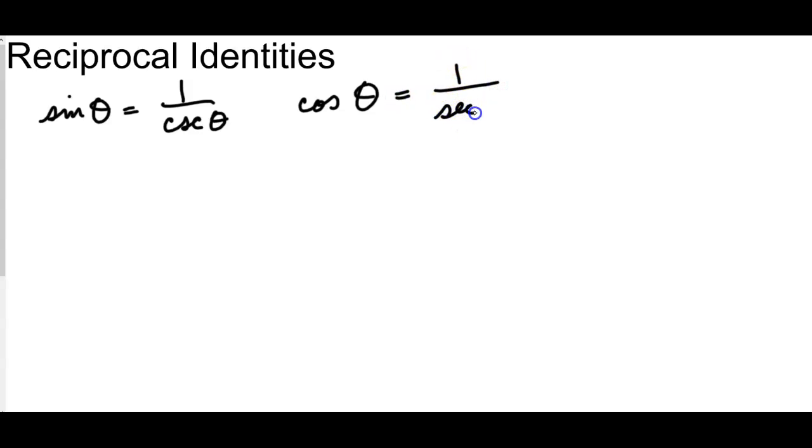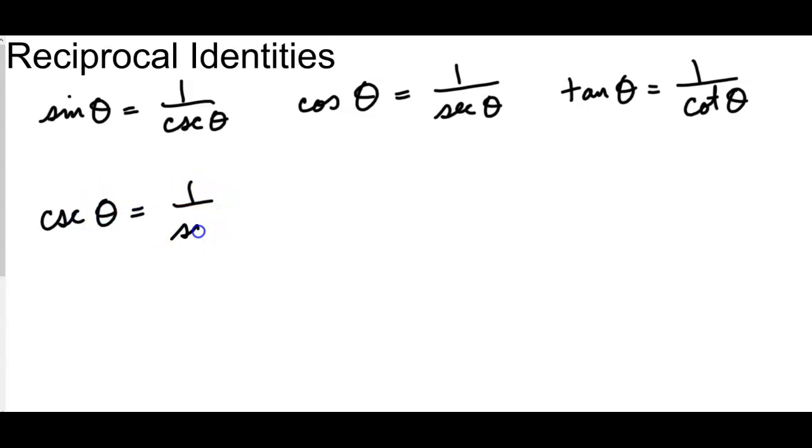The reciprocal identities, so we've alluded to this previously, but let's just state them. I'll just start with sine. Sine theta is equal to 1 over cosecant theta. Cosine theta is equal to 1 over secant theta. And tangent theta is equal to 1 over cotangent theta. And then we can do them all the other way. So cosecant theta is equal to 1 over sine theta.